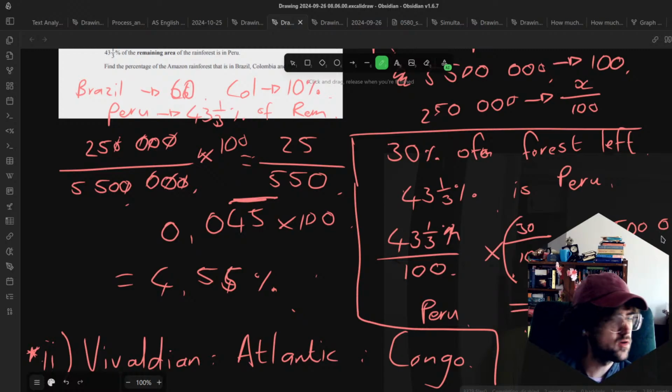Usually I would do it on my calculator, and I'm quite bummed that I don't have my calculator, but it is what it is. So I've got 30. I'm just going to work out this 30 over 100 times 55000 gives me 1650. So that simplifies things quite a bit.